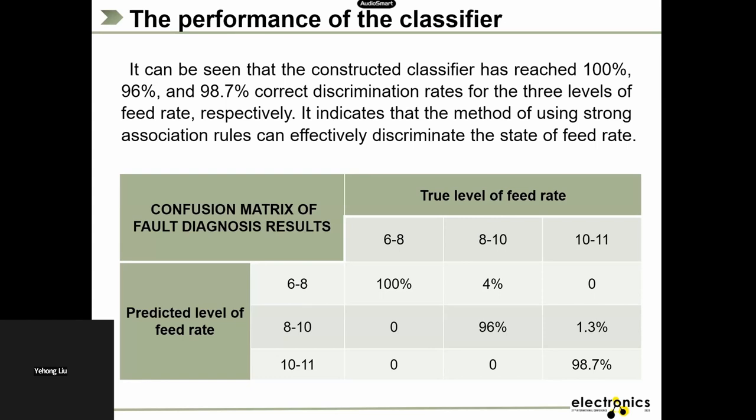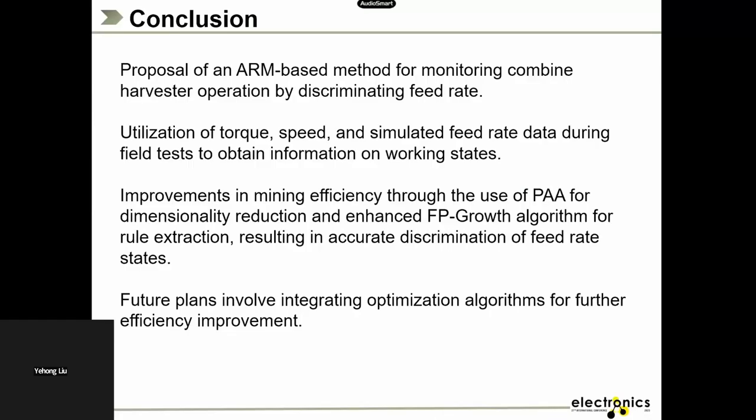It indicates that the method of using strong association rules can effectively discriminate the state of the feed rate. And lastly, we present a brief summary of conclusions derived from our research, highlighting the four points: proposal of an ARM-based method for monitoring combine harvester operation by discriminating feed rate.